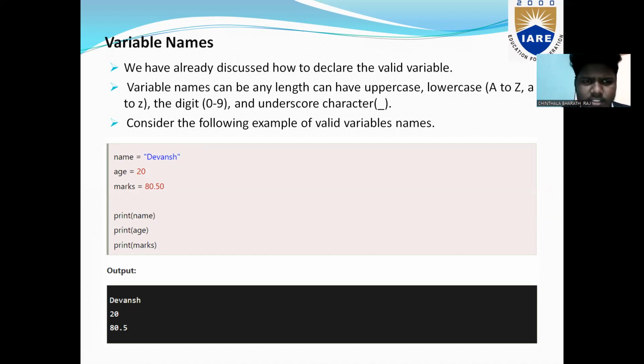That is name equal to something, age equal to something, and marks equal to 80.5. Now we are printing name, age and marks. We will get the same. Print age equal to 20 and print marks equal to 80.5. This is the declaration of variables.